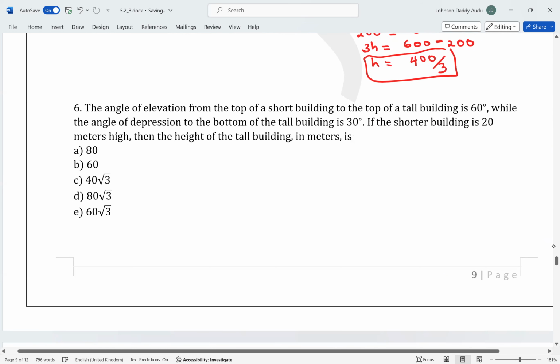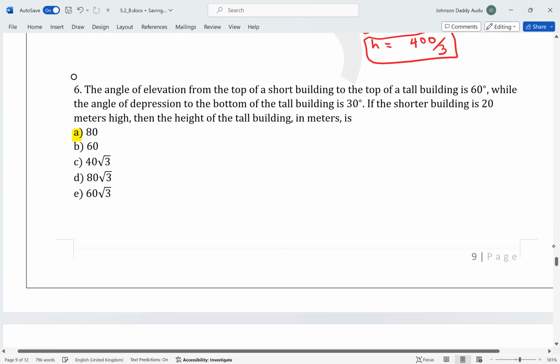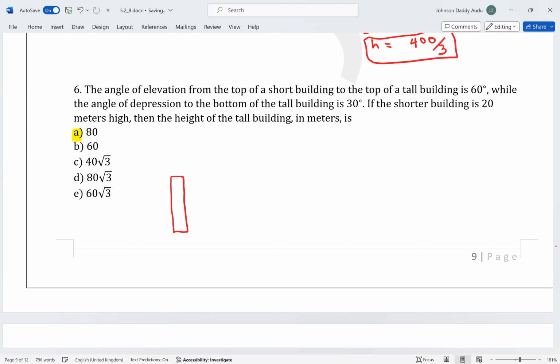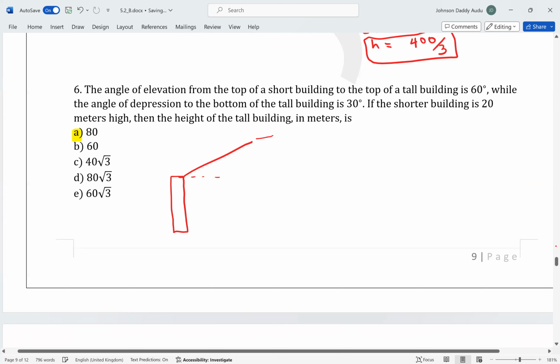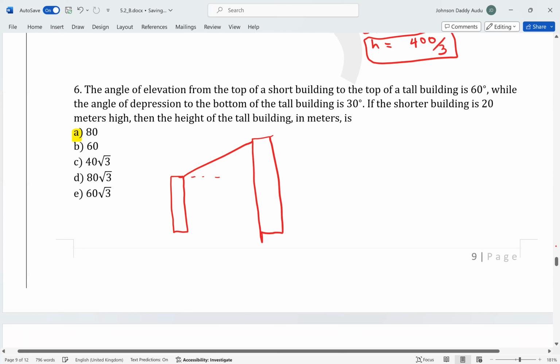Let's go to another question. Now, question 6 says what? The angle of elevation from the top of a short building. So you have a short building here. The angle of elevation from the top of a short building to the top of a taller building, right? So the angle of elevation here is 60 degrees. This is the short building, and this is the tall building.